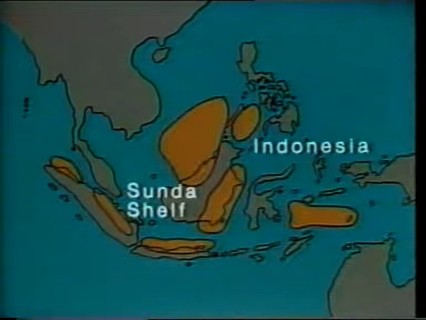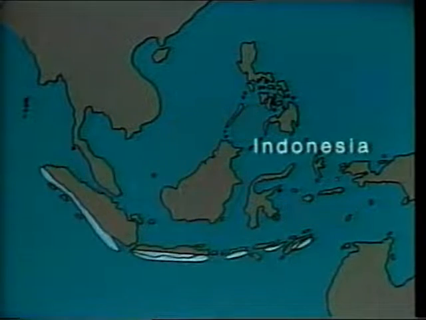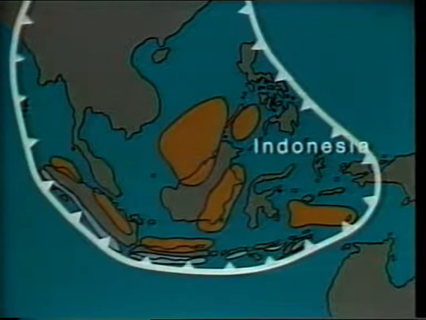Indonesia provides a good example. Several back arc basins have developed behind the island arc and adjacent to the stable continental Sunda shelf. Smaller fore-arc basins are found in front of the island arc. Both types run parallel to the trench arc system.